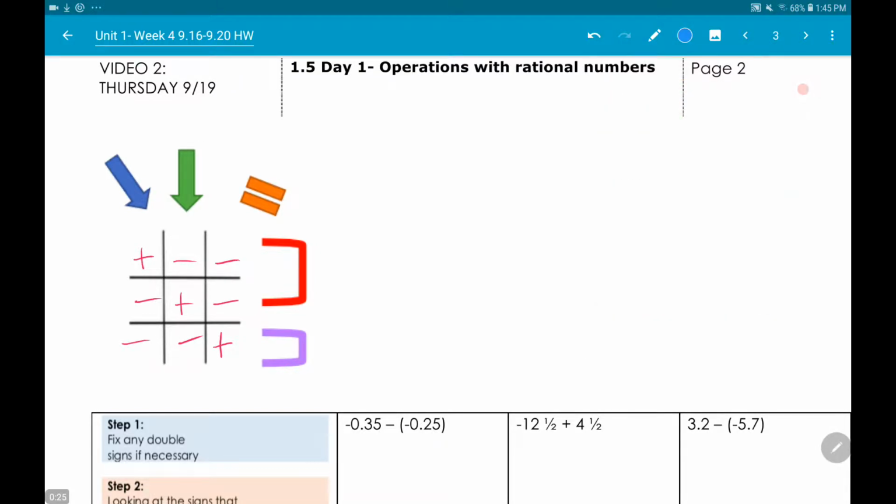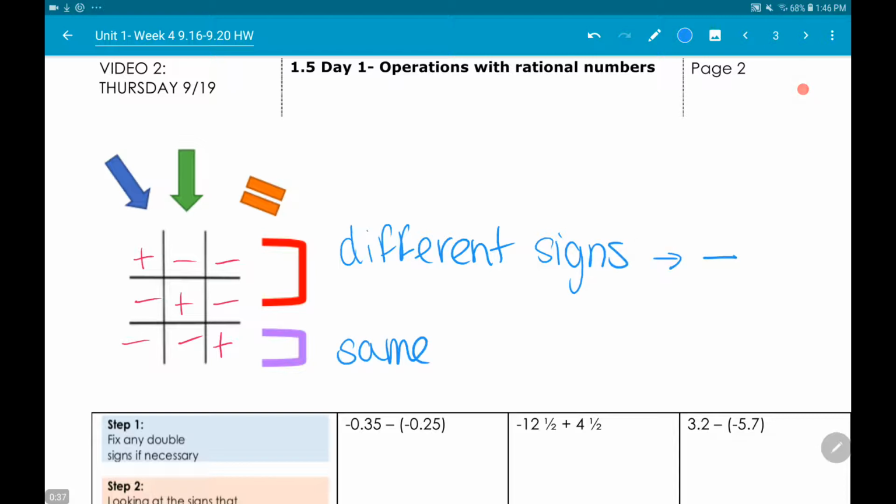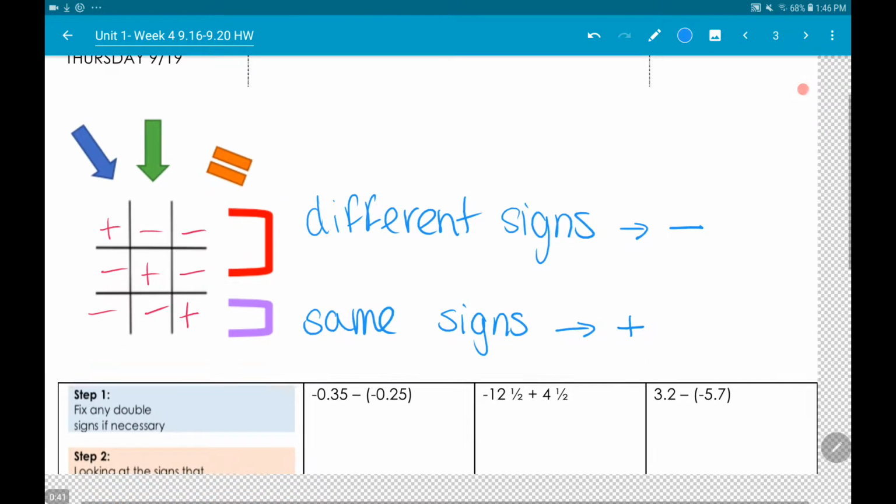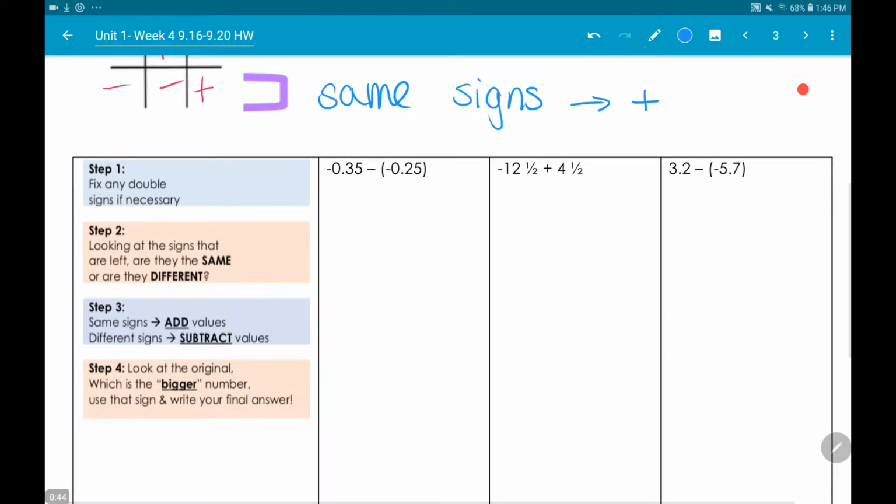All right, and when we have different signs, we use a negative, and same signs, we use a positive. So again, when we are adding and subtracting, we're looking for any double sign. I see a double sign here, that needs to change. And I see a double sign here, that needs to change. So let's change that first before we get into our lesson.